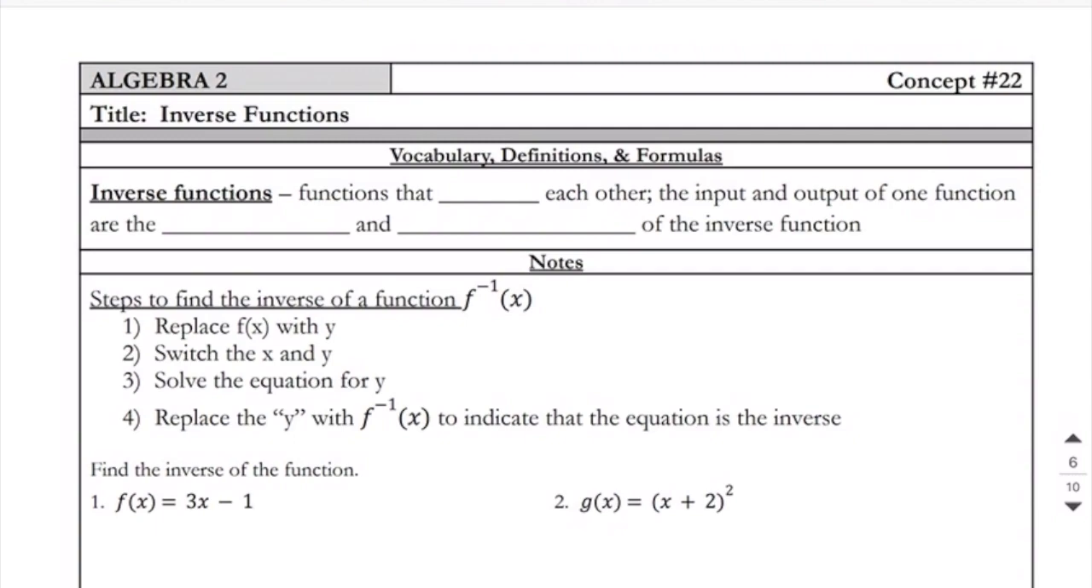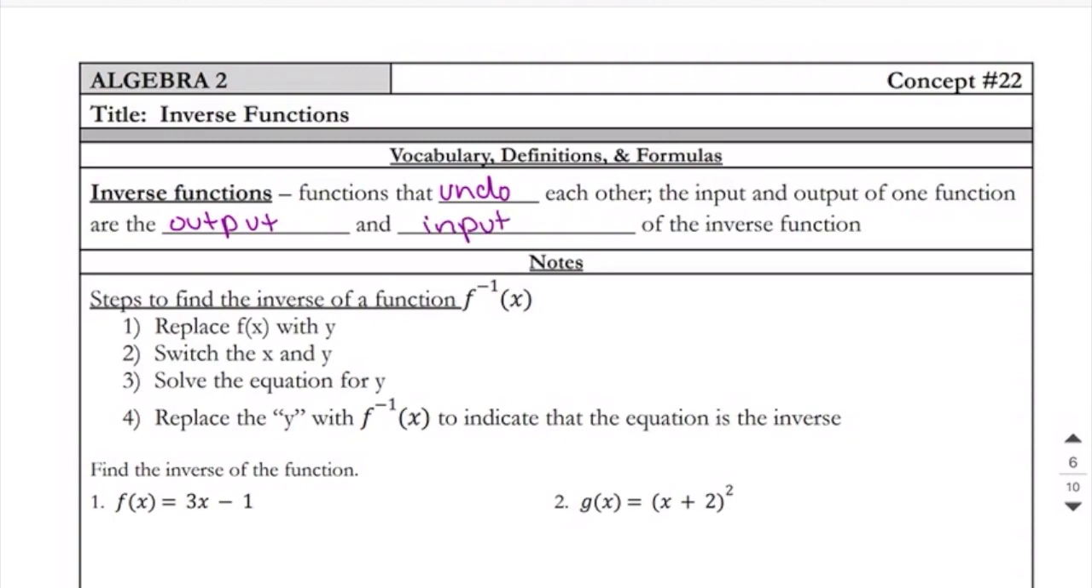Okay, inverse functions are functions that undo each other. The input and output of one function switch, and become the output and input of the next. So the input of one becomes the output of the other and vice versa.